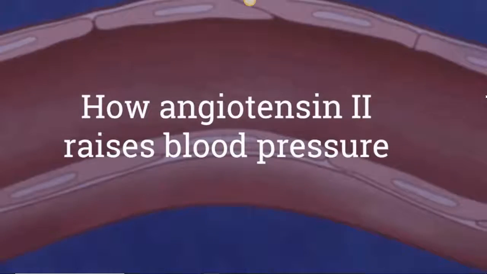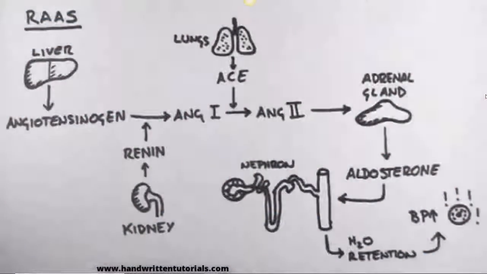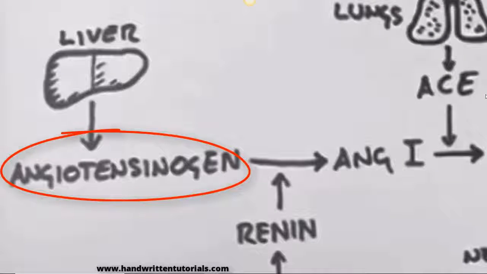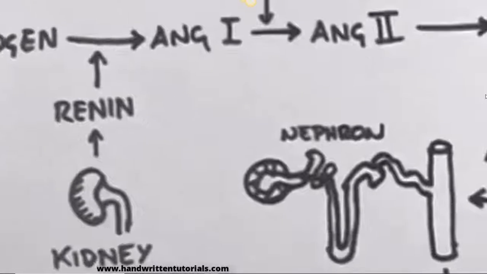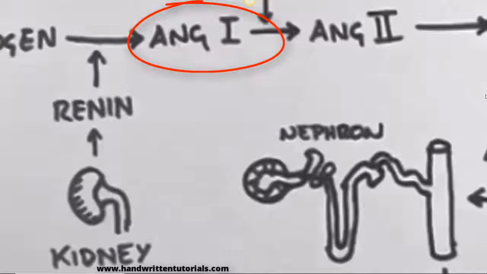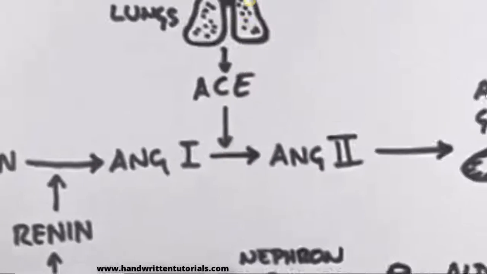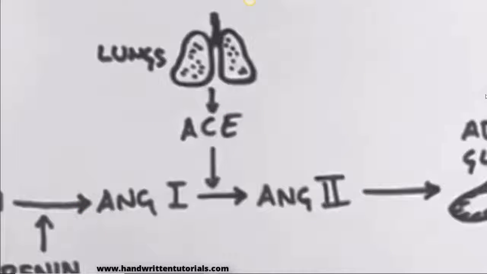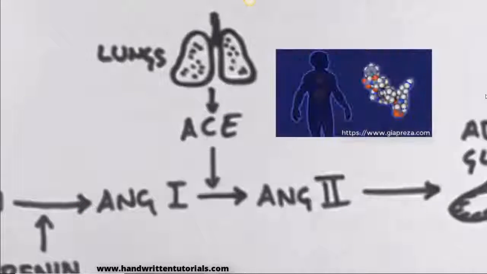Synthesizing angiotensin II begins with the production of the pre-enzyme angiotensinogen in the liver. When the kidneys sense low volume and perfusion in the nephrons, they release renin to convert angiotensinogen into angiotensin I. Angiotensin I is converted to angiotensin II through the angiotensin-converting enzyme from the lungs.